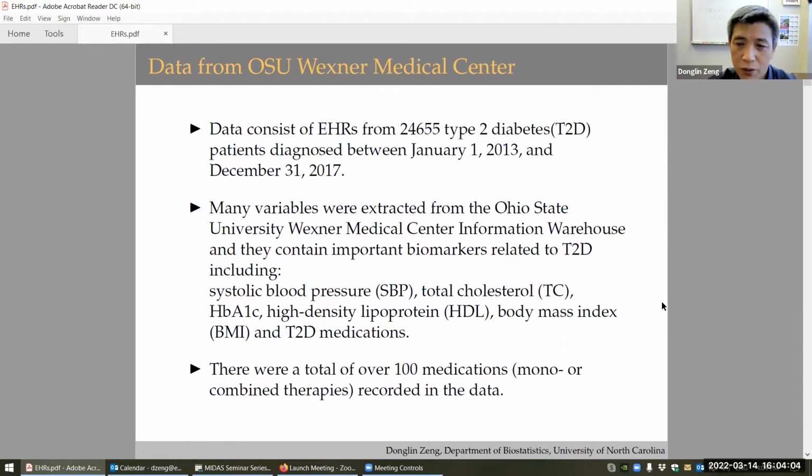In addition, we also obtained records about the medication that each patient used during these 5 years. It turns out there are more than 100 medications. Some can be monotherapy, some combined therapy. In another current project, I look into the data to try to group these medications. But for this particular application, we just do a very ad hoc grouping, as you will see later.